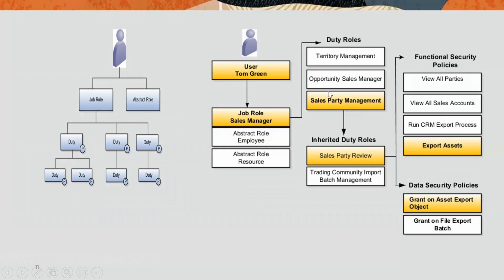So all the opportunity access for sales manager is defined within this role, opportunity sales manager. And sales party management is nothing but account, contact, user, right? So all of that access will be there within this sales party management. And territory management, so all the access related, everything will be in this territory management role. So these three roles will be given under sales manager.